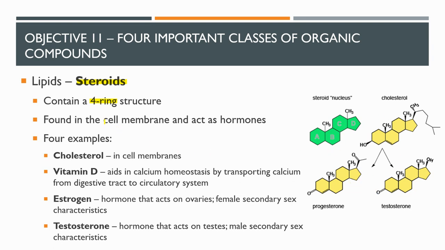So you can find steroids in the cell membrane, and that's cholesterol. It helps to stabilize the membrane and change the freezing temp. And then some of them act as hormones. They could also be things like vitamin D that help us in calcium homeostasis. I think most people have probably heard of these. These are some of your sex hormones, estrogen in females, testosterone. These are going to give secondary sex characteristics at puberty. Estrogen acts on the ovaries, testosterone acts on the testes.